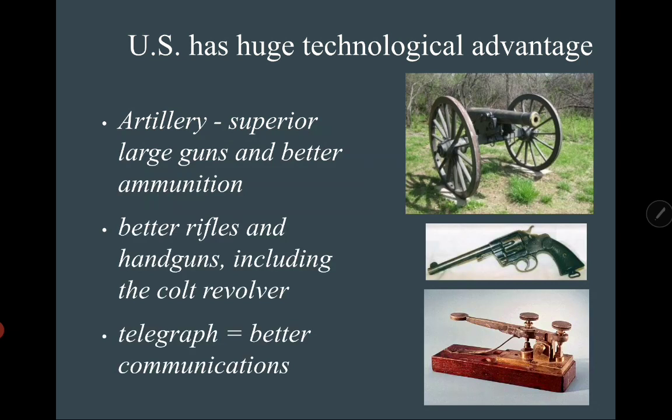Even though there is resistance, the United States is going to go to war, and they have a lot of advantages. They have a lot of artillery advantages. They have better rifles. We have the Colt revolver. We have manufacturing that helps us to make it this way. The telegraph is going to be invented, so we have better communications. We have a strong population, all of these things.